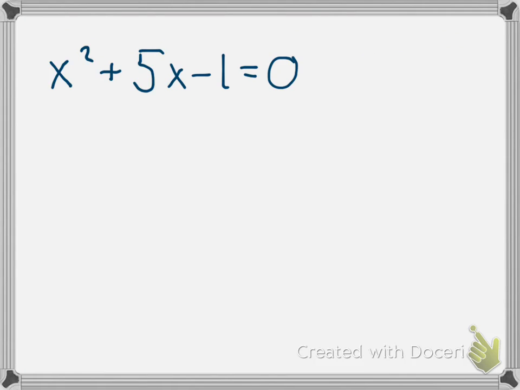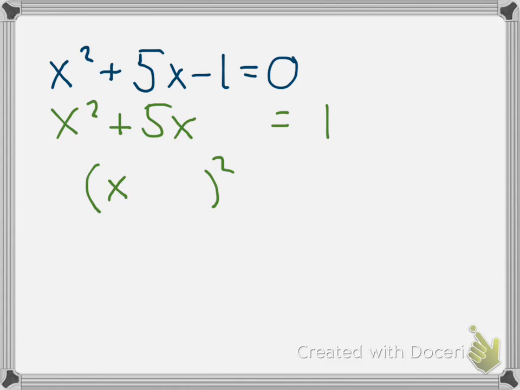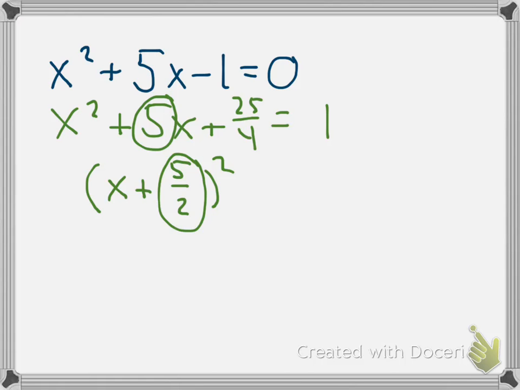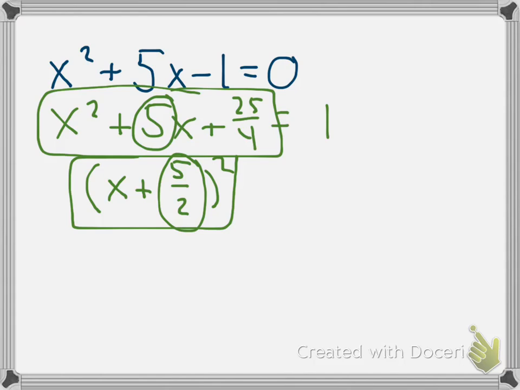Here's my second example. x squared plus 5x minus 1 equals 0. Going to move the 1 to the other side. x squared plus 5x equals 1. And now I move down to the next line of work. I envision filling this in. I know it's going to be x plus half of this term. So that's 5 halves. What has to go here is the square of 5 halves, 25 fourths. It's not nice, but you can verify that this trinomial is the same as this expression here.